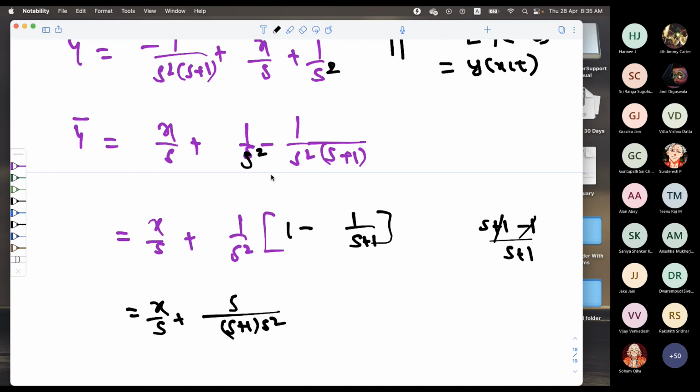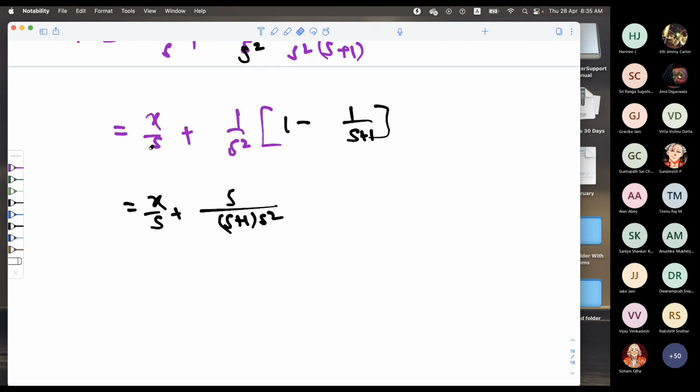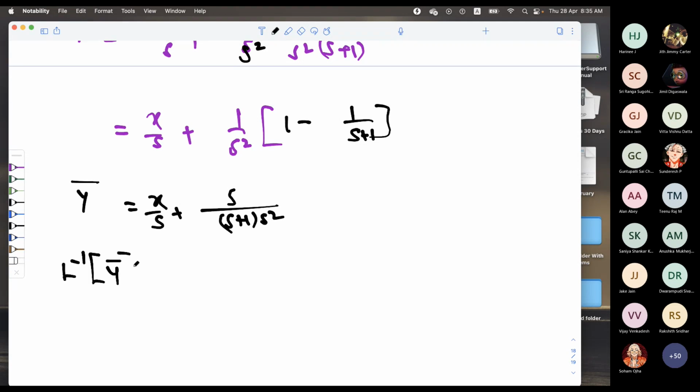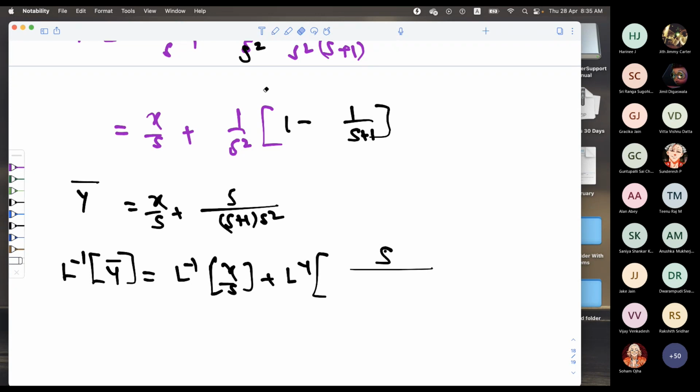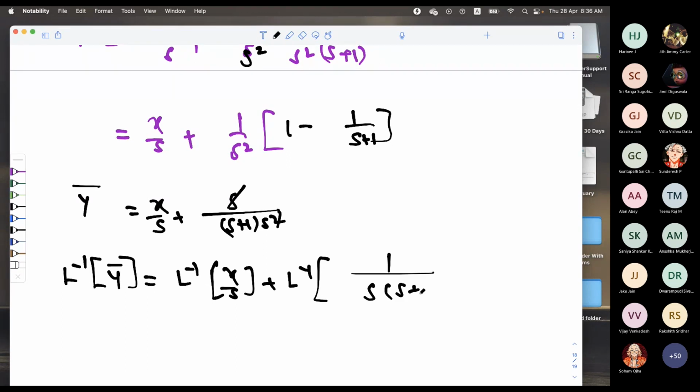into this s square. The same thing, whatever we have done, the same thing we are having here. So here if we are applying the inverse Laplace transform, now this is L inverse of y bar and L inverse of x by s, plus L inverse of s divided by, actually this s and s we can cancel, right? So 1 upon s into s plus 1.